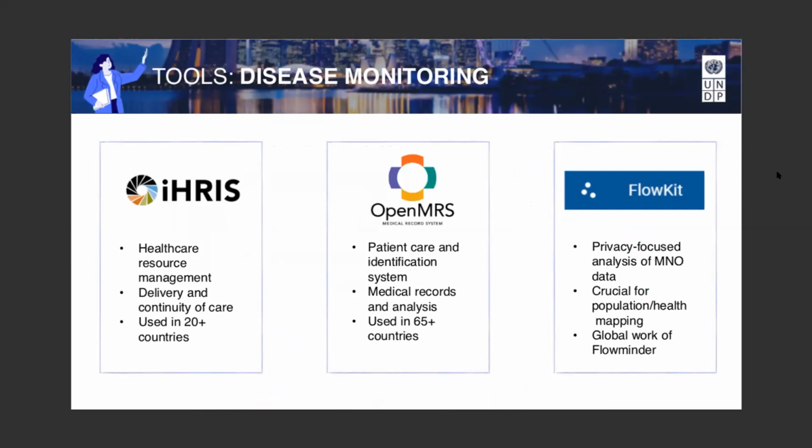OpenMRS is the main patient care system used in many countries. Currently, it houses more than 12 million patient medical records, and these are used for healthcare delivery, but also kind of wider purposes, such as healthcare research as well. Toolkit is developed by an organization called Flowminder, who some of you may have come across before. Flowminder have done extensive work on using mobile operator data to explore things such as disease spread and epidemiology more broadly. Toolkit is a toolkit that can be implemented in partnership with a mobile operator, and it enables analysis of mobile network data without sacrificing user privacy.